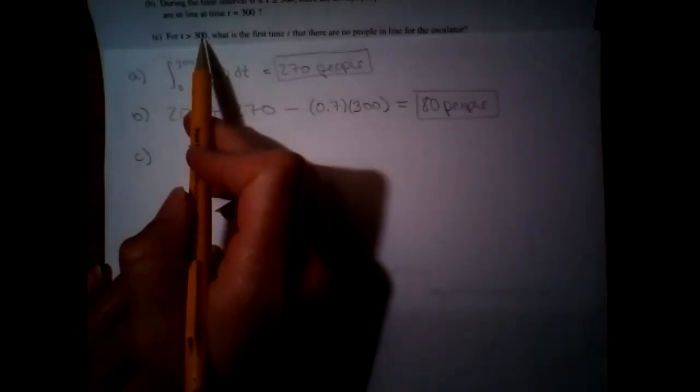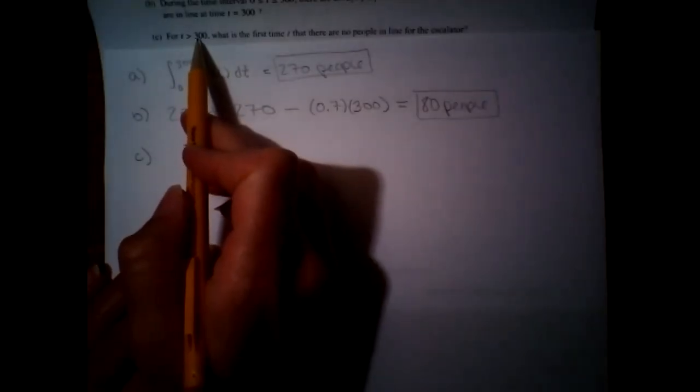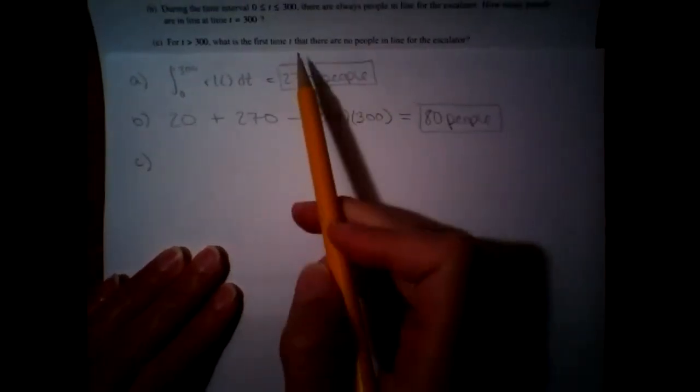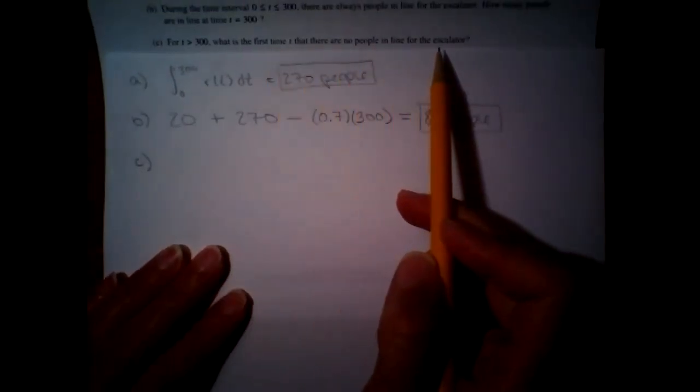So 80 people in line at time 300. All right, for times greater than 300, the rate of people getting in line has stopped. No one else is getting in line, but people are still getting out of line at that 0.7 person per second rate. What is the first time that there are no people in line?